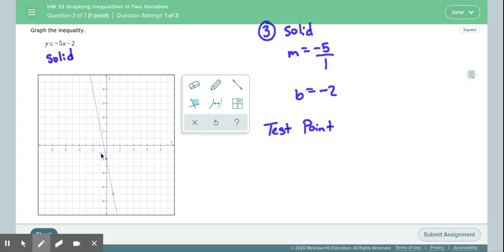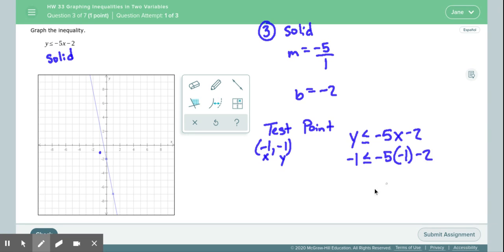All right, so -1, -1. That's this point right here. All right, so here's my x, here's my y. My inequality is y is less than or equal to -5x minus 2. So I'm going to replace y with -1, is less than or equal to negative 5. Now I replace x also with negative 1, and then I have minus 2.